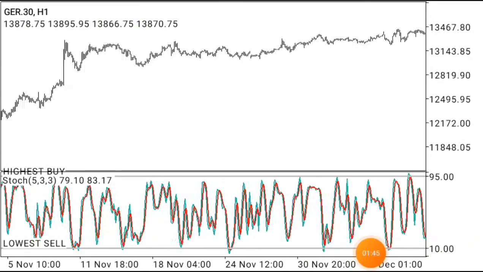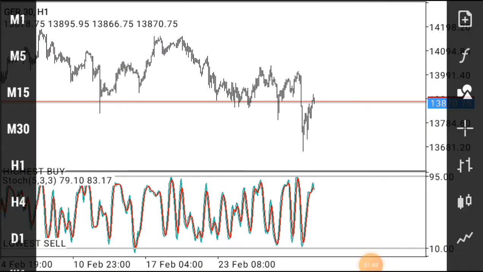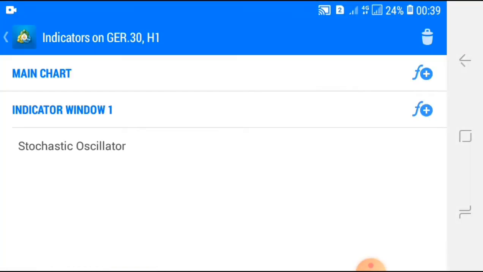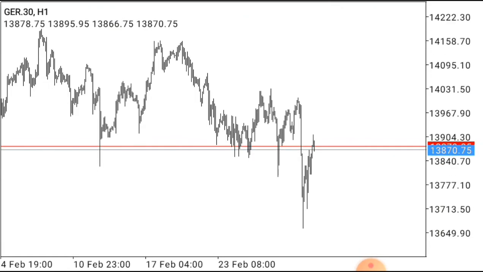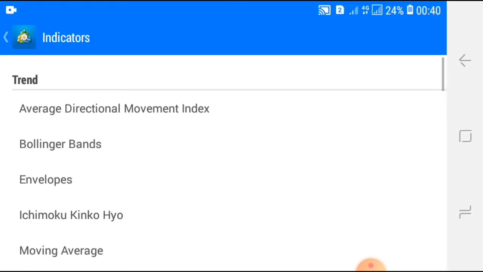Alright guys, so the first thing you want to do when you're using the stochastic indicator, I'm just going to delete this stuff. Okay, let me just go here. So the first thing you want to do is go to the F. As you can see, we're currently on the 1 hour time frame. Check this out. The F at the top right hand corner, you must click on it.